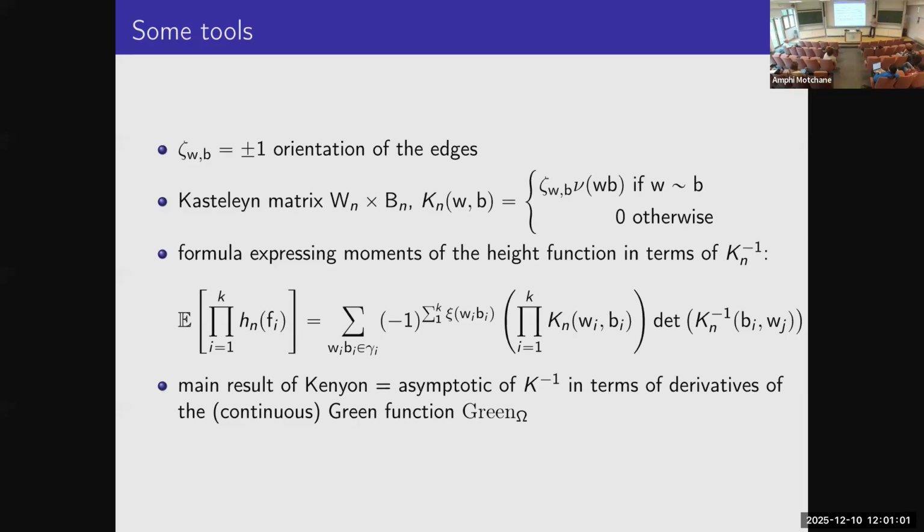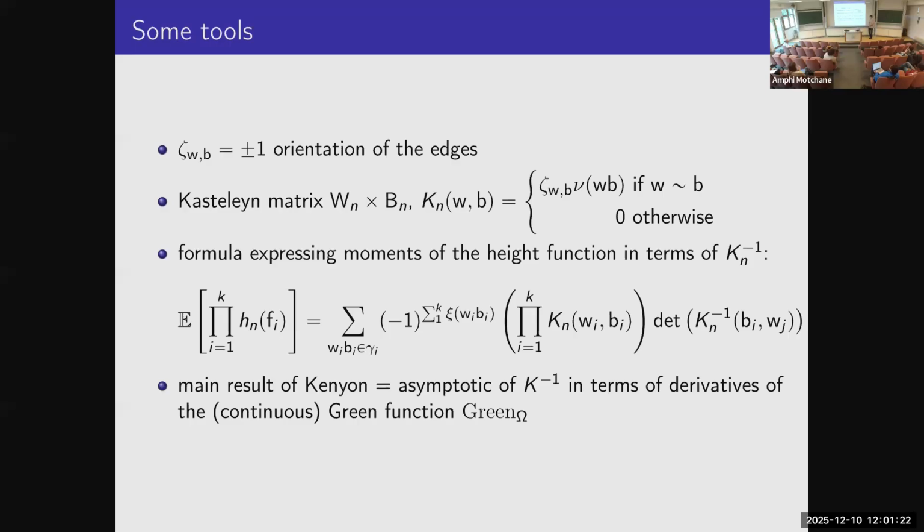And the way Kenyon obtained his results is that he was able to compute an asymptotic of the inverse Kasteleyn matrix in terms of derivatives of the continuous Green function. And then he plugs the asymptotic in this formula and he obtains the result, basically.